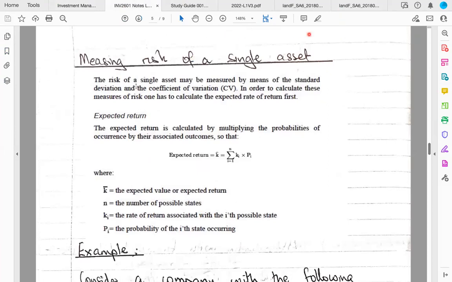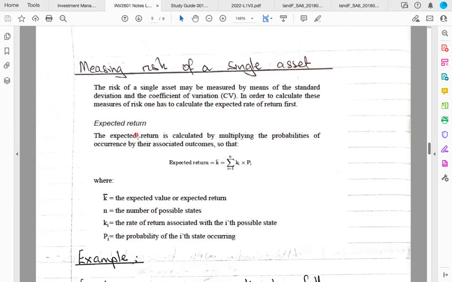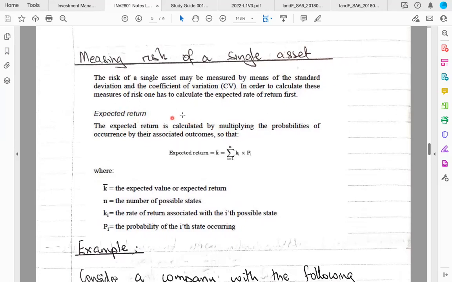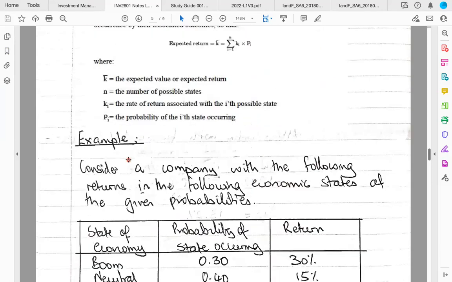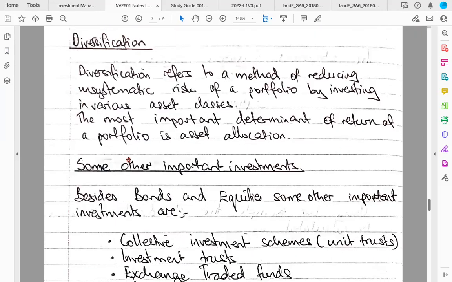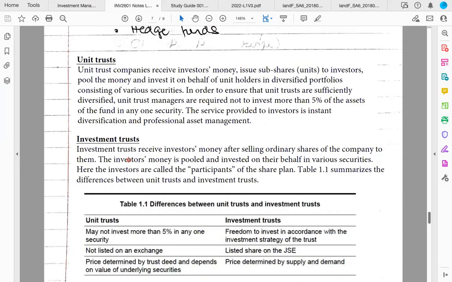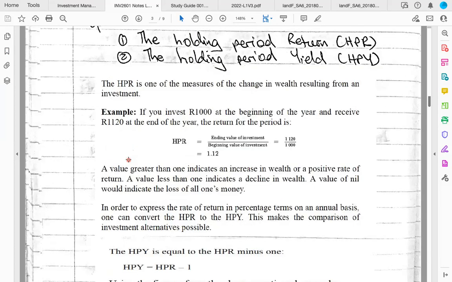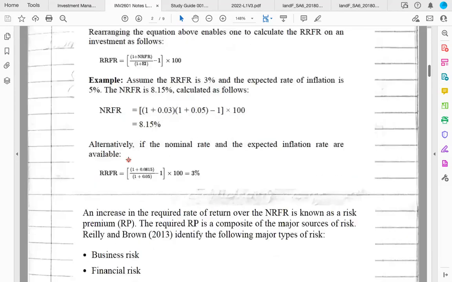So we've talked about how to measure historical returns. Next, you also have to be familiar with how to measure the risk of a single asset. The risk of a single asset may be measured by the standard deviation and the coefficient of variation. We're also going to talk about how to calculate the expected return on an investment. And then after that, we'll talk about the coefficient of variation, diversification, unit trusts and hedge funds, and then the investment policy statement.